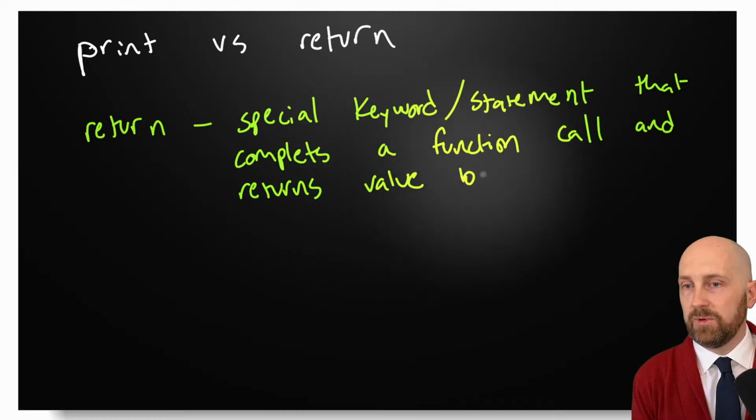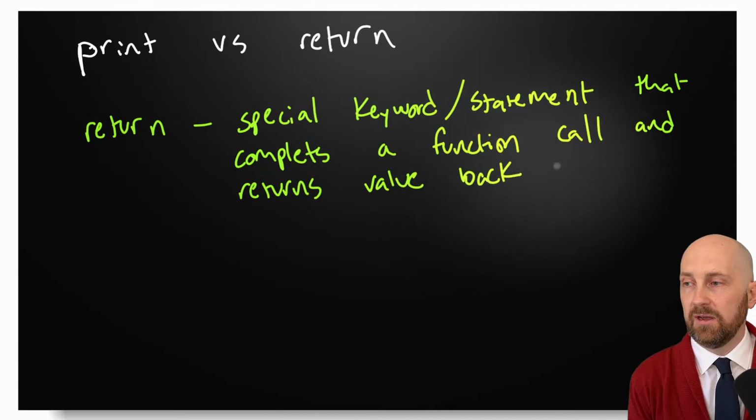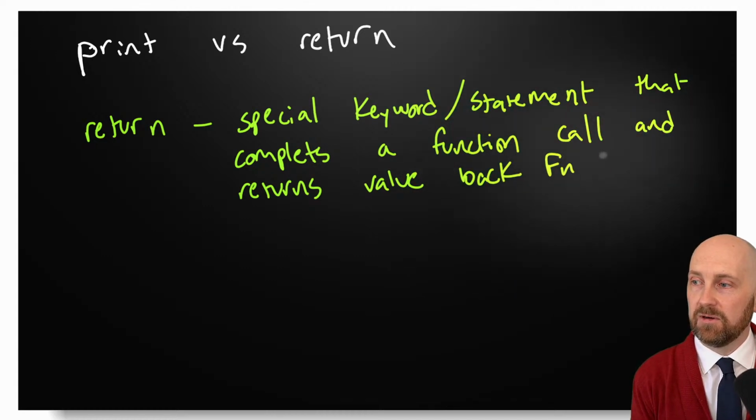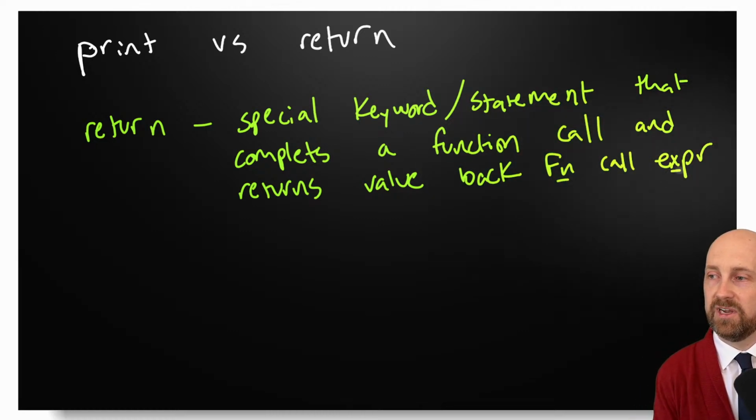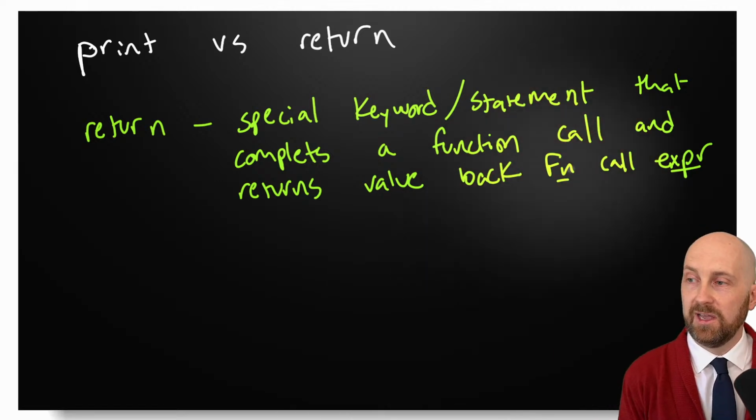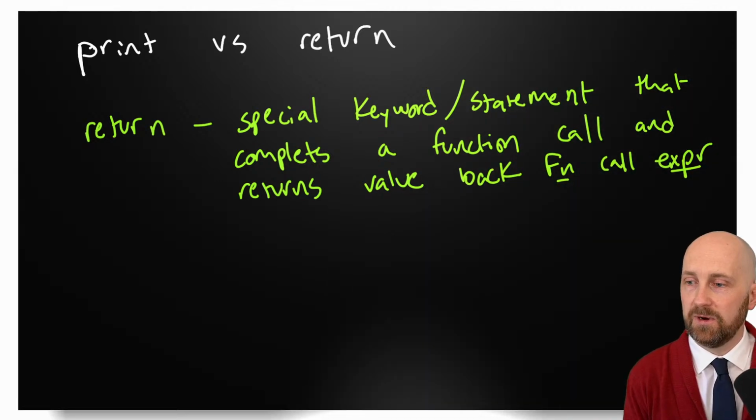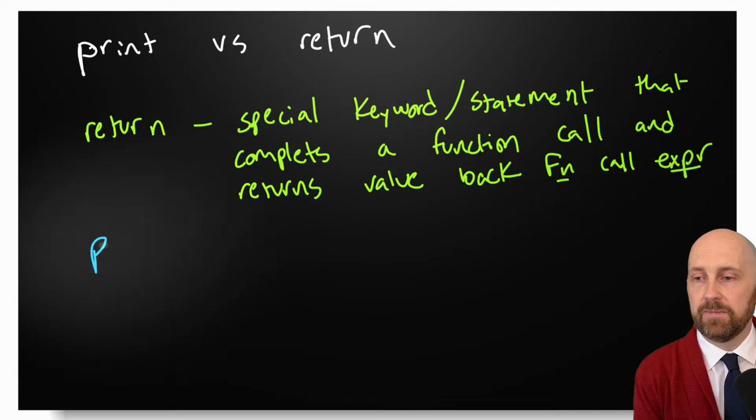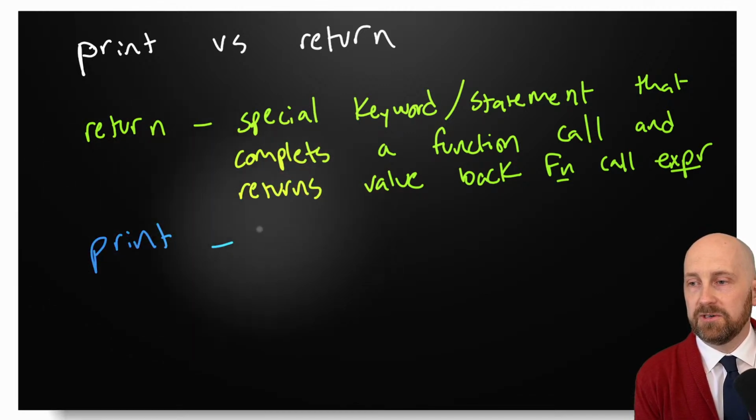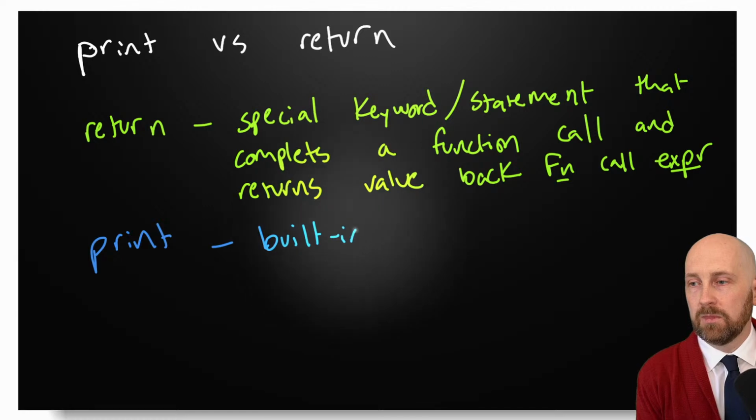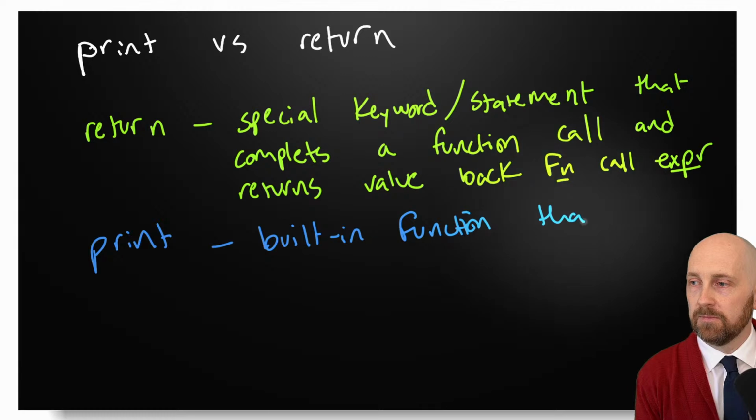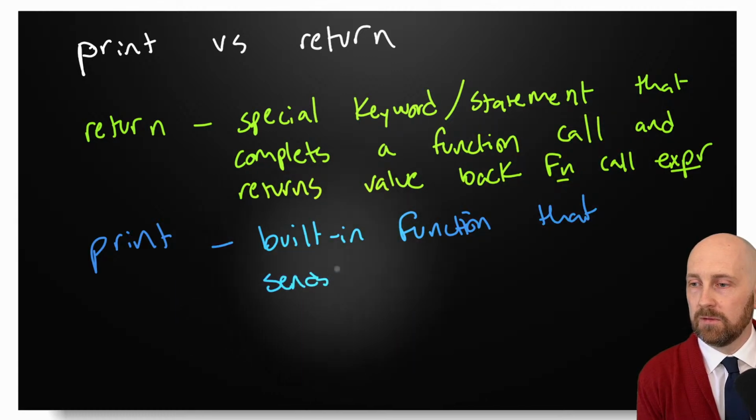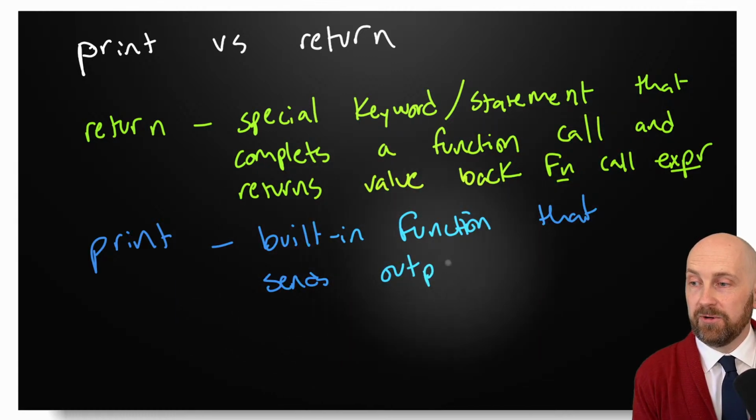And the caller is what we often say to refer to the function call expression. So if I want to be a little bit more formal, I could say the fn call expr, the function call expression. Two abbreviations you'll see us use frequently in this course are fn for function and expr for expression. Right? Print, on the other hand, is a built-in function that sends output outside of the program.